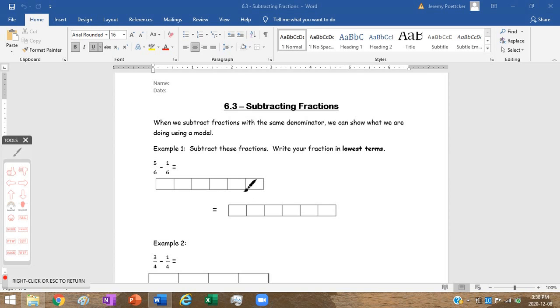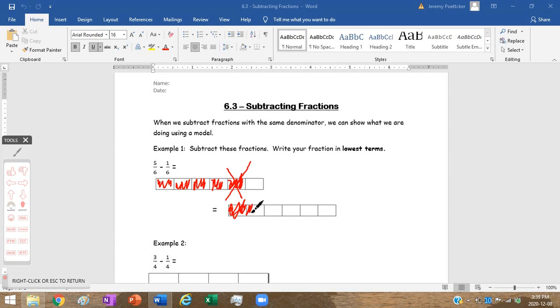And if I show what 5/6 looks like, so 1/6, 2/6, 3/6, 4/6, and 5/6. That's 5/6. Now if I take away one of those, let's just pretend, my technology is not great, that I erased this one here. How many am I left that are shaded? Well, I'm left with 1, 2, 3, 4 that are shaded in.